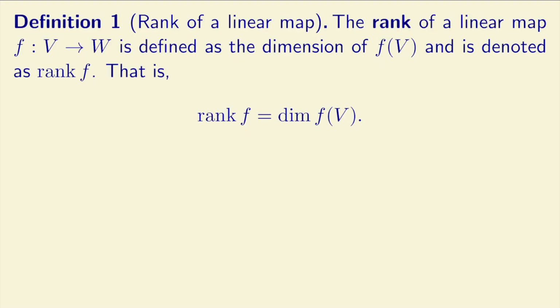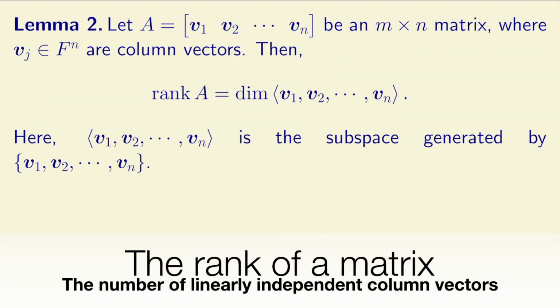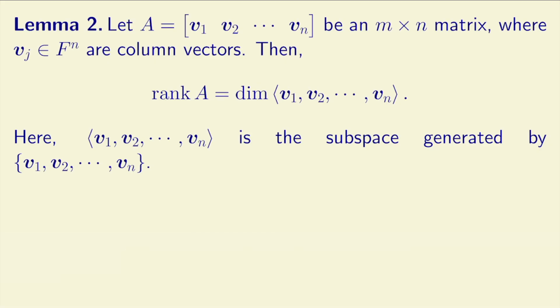And this next one, Lemma 2, it connects the rank of a matrix to its column vectors. If you have an m by n matrix A with columns v1, v2, all the way up to vn, then the rank of A is the dimension of the subspace generated by those column vectors. That subspace is written as angle bracket v1, v2, all the way up to vn. So the rank of a matrix is basically the number of linearly independent column vectors. Exactly. It's the dimension of the column space.